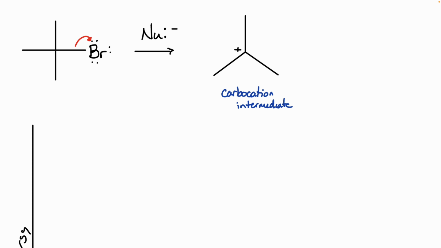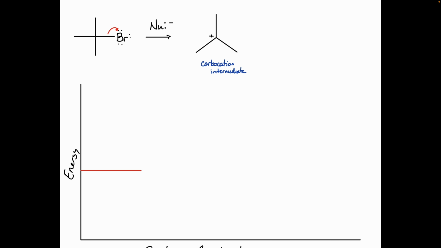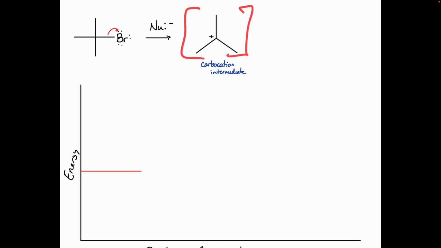All right, now there's kind of a subtle difference between an intermediate and a transition state here. Notice how I didn't put brackets around this. I didn't call it a transition state. I called it an intermediate. And we can illustrate that using our energy diagram here. We go up, we go through a transition state, and then we hit this local minimum here. And this is where my intermediates live.